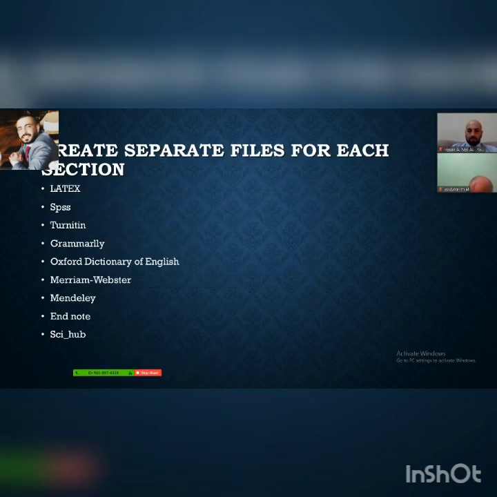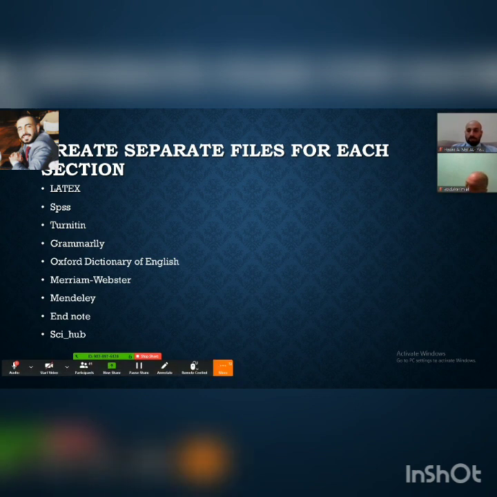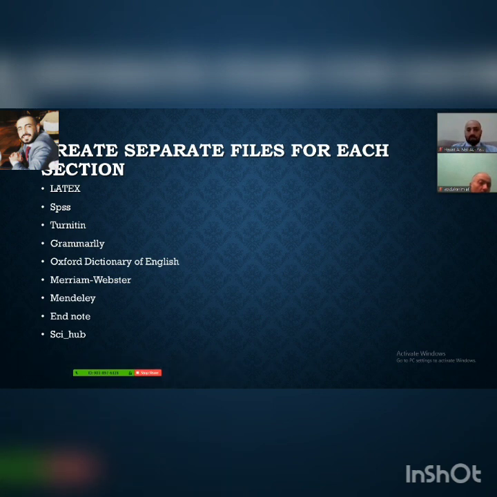Guys, I think in Iraq we are not really using technology apps, softwares, sorry, in our research writing journey. There are different softwares that we can use through our research writing journey.